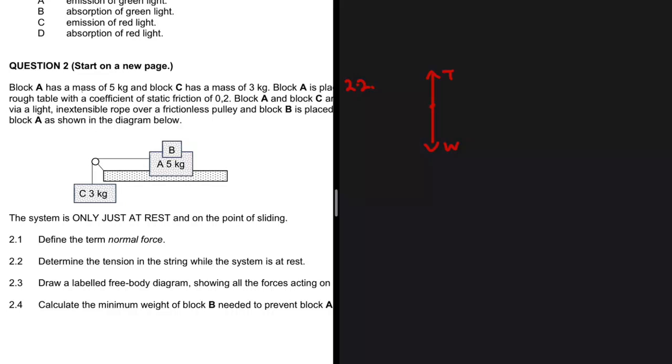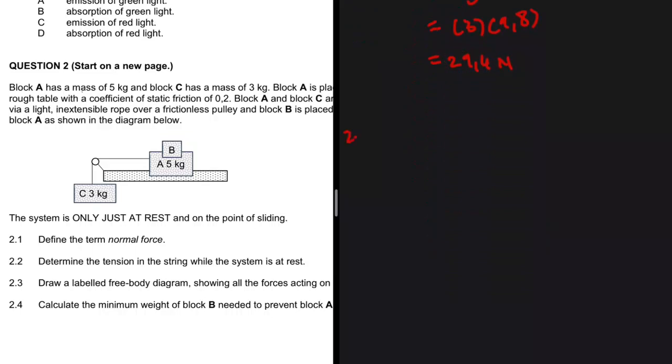We can use C in order to find the tension. We'll say that the tension is equal to the weight. We know that the weight is mass multiplied by the gravitational acceleration. So that is going to be 3 multiplied by 9.8. Now I just need to substitute that in my calculator. And that gives 29.4 newtons, because it's tension, it's a force. So there we go, 2.2, pretty much straightforward.